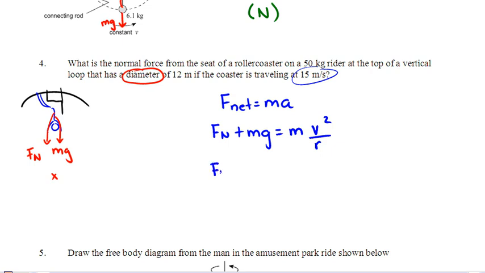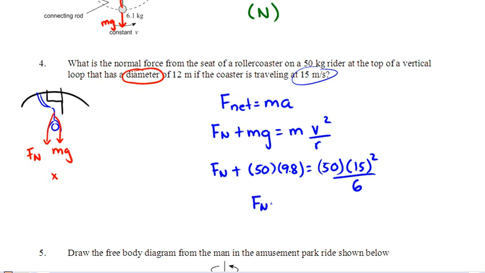Looks like we have Fn plus 50 times 9.8 is equal to 50 times 15 squared. And again, this radius business, make sure you get a 6, not a 12. Highlight it when you're doing a test, right? So that when you go back and check your test, you can make sure you didn't miss it.